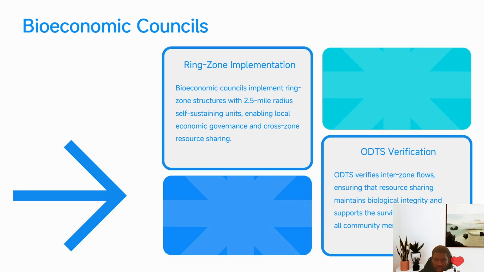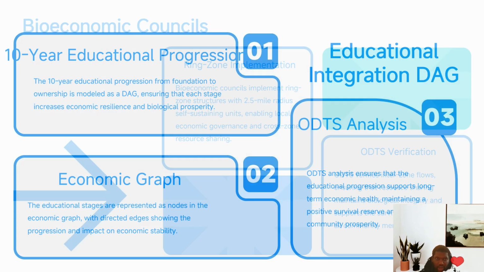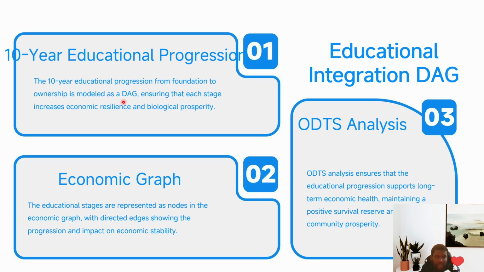All this is integration, and then we'll go 10-year education, 10-year educational progress, formation of relationship models as a direct extractive graph ensures prosperity. The education guides prepare as node comments with directed graphs for population impact. Education integration, but people are going to live there.